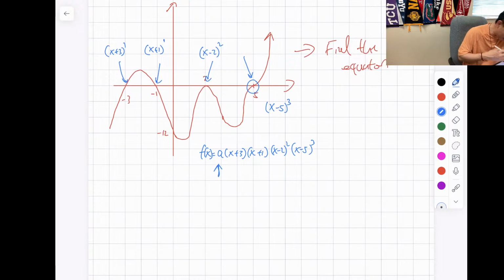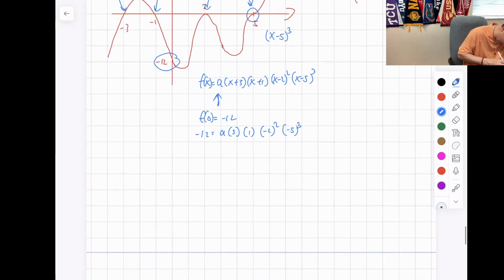Well, the a value is decided by another point. Now, what do I know in here that offers me another point that's very obvious? The y-intercept, right? So that means f of 0 is equal to negative 12. So negative 12 is equal to a times 3 times 1 times negative 2 squared times negative 5 to the third. Is that okay? And I can solve for a.